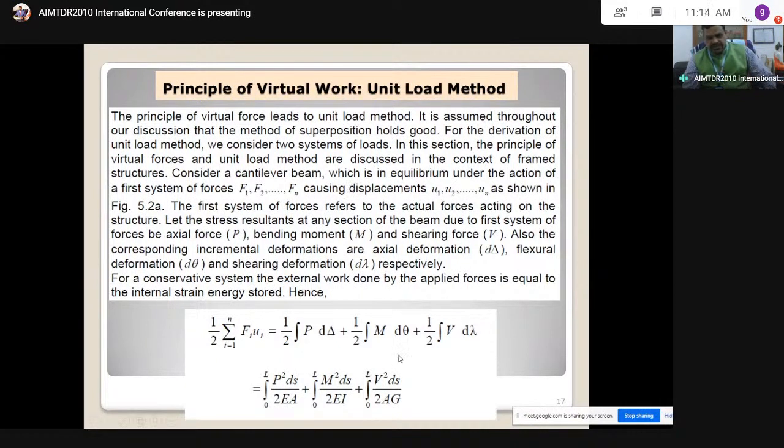The internal work done is the strain energy stored in the system. Half sigma into epsilon can be converted into this form. Sigma is load by area. Strain is change in length by original length. Sigma is equal to E times epsilon, so epsilon is sigma by E. Sigma again is P by A. Then we get P square by 2EA. Similarly for bending moment, similarly for shear force. So this is how we will consider it.